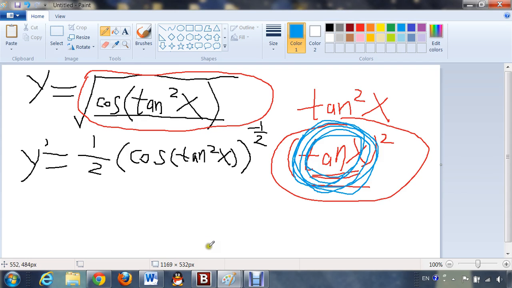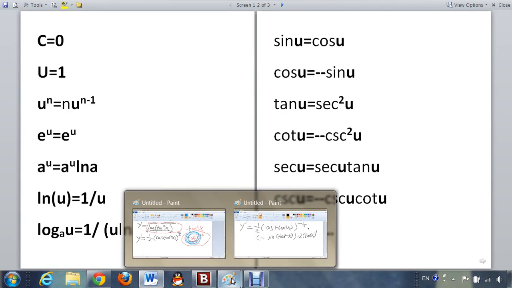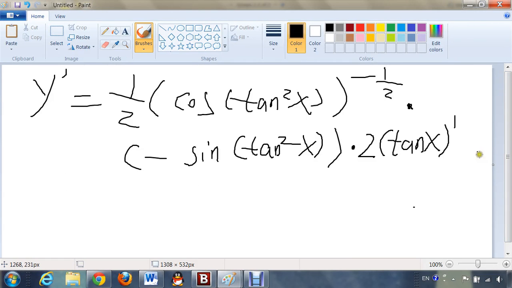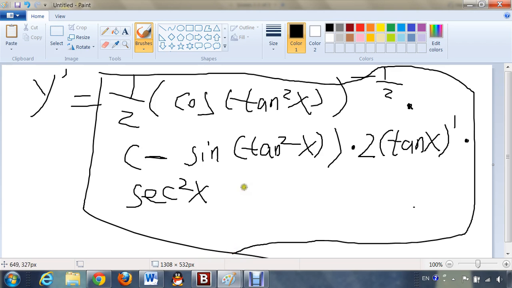So we'll just again look at the rules, but it would be a good thing if you memorize the rules already, so you don't have to look at the sheet. You remember that the derivative of tangent x is secant square x. So yes, that will be your most inner part. This will be the answer of your question. You can simplify it, but you may not need to. It depends on what your professor says.